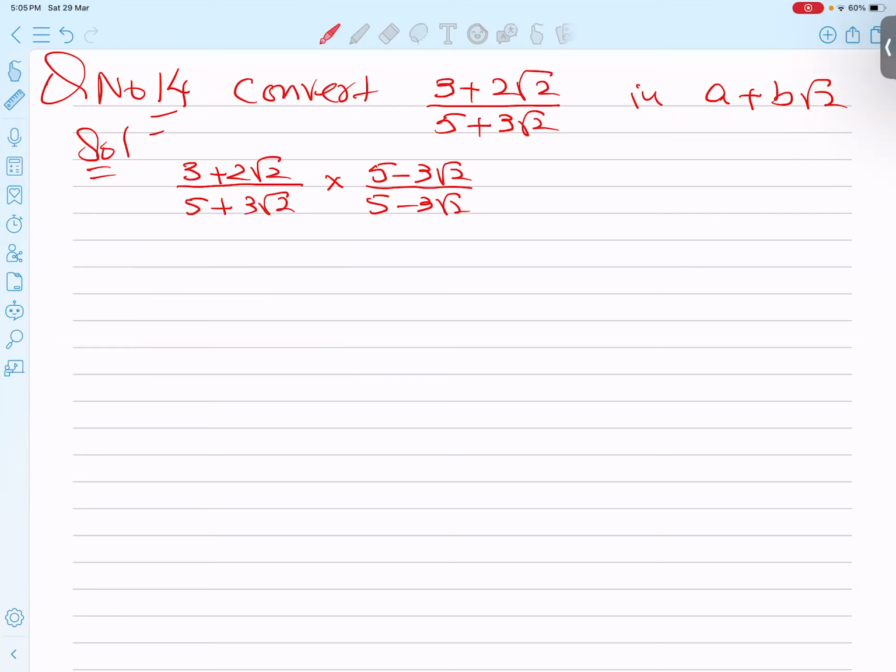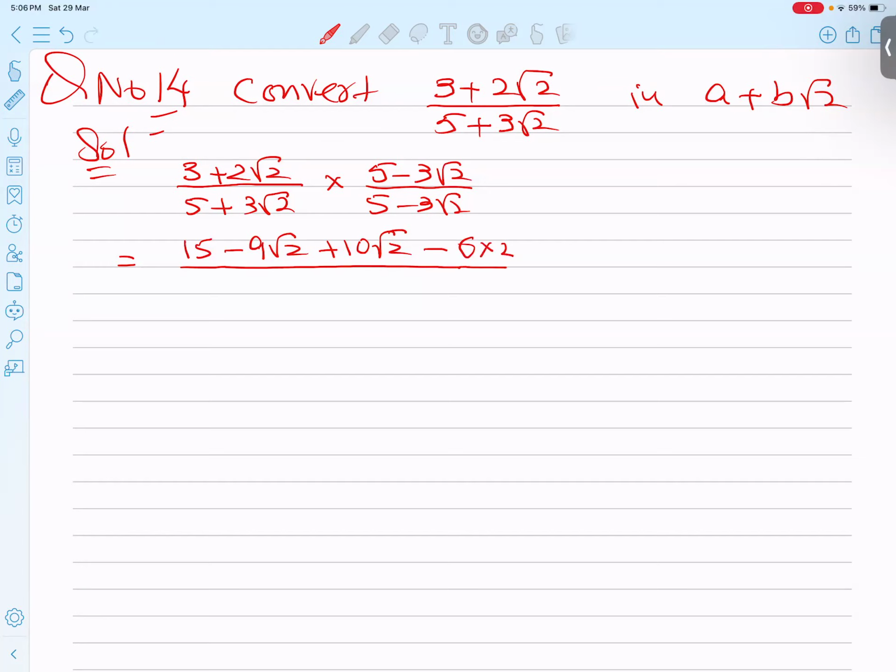Now, how to complete it? For your knowledge, it is very obvious. This 3 multiplied with a 5, I get a 15. 3 multiplied with this, 3 threes are 9, negative 9√2. So this plus 2 multiplied with a 5, 2 fives are 10, √2 as it is. But here, be careful, plus into minus, minus. So 2 into 3 becomes 6, and √2 into √2, I will get only 2.